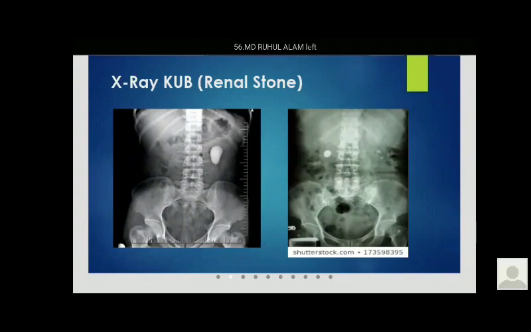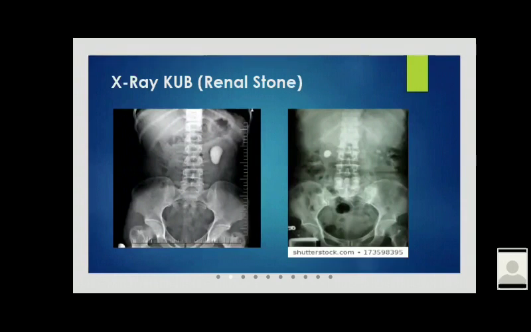Sir, hyperparathyroidism, gout, milk alkali syndrome, which is a rare cause, and sarcoidosis. These are the causes of hypercalcemia that may lead to calcific stone. Also infection by urease producing organism. Yes, infection.